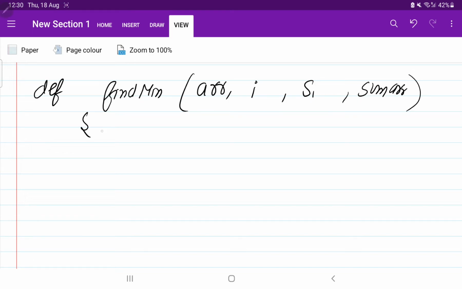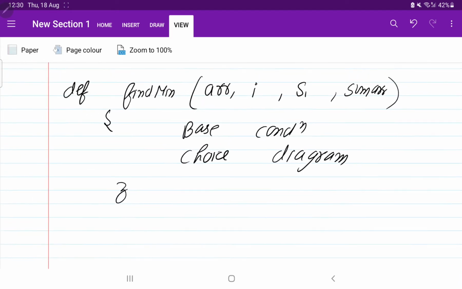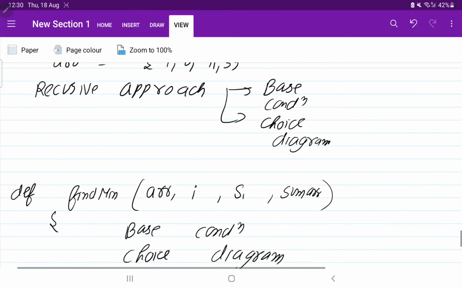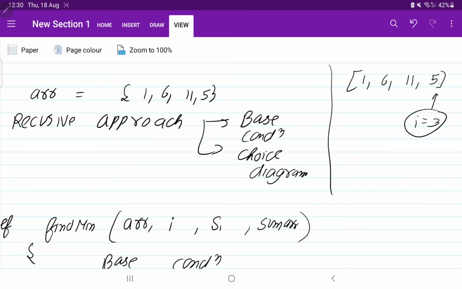So I told you that to write a recursive solution we need two things. First of all the base condition, then the choice diagram. Correct? So what is the base condition here? We have the elements in our array: 1, 6, 11 and 5. What is the value of I here? I will first be at the last index, so I will be at 3. Then I will come to 2, then 1, then 0.